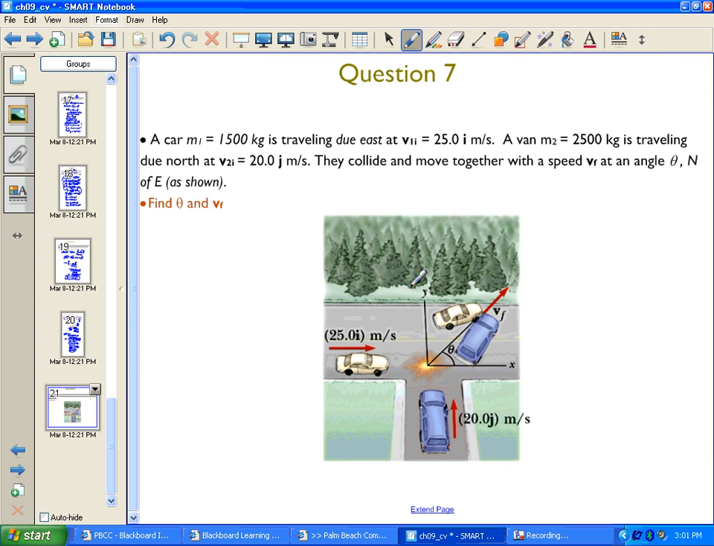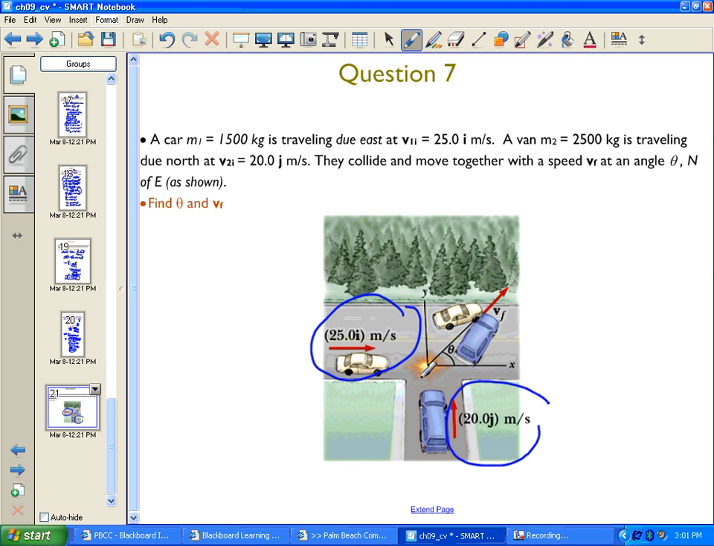Okay, last problem. Here we have the following situation. A car of 1,500 kilograms is traveling due east, which we're going to say is the positive i-hat direction. Here is our car, with a velocity of 25 meters per second, of course, in the i-hat direction. A van of 2,500 kilograms is traveling due north at 20 meters per second, so in the positive j-hat direction.